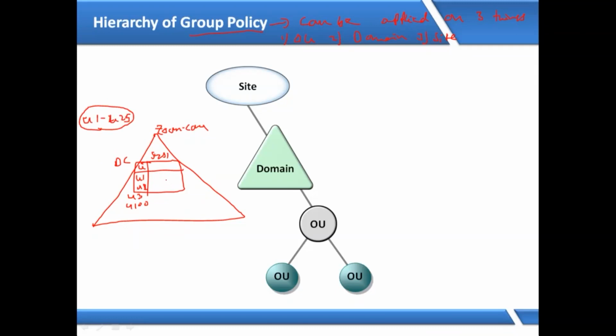Now where will you apply the policy? On OU, domain or site? Tell me. I'm giving you one scenario. There are 100 employees. Out of 100 employees, the policy of restricting the computer icon on the desktop should be applied to 25 users. Not all users, only 25 users. The remaining 75 should get the computer icon. The 25 users should not get it. Now where should we apply this policy? On OU, domain or site? Tell me.